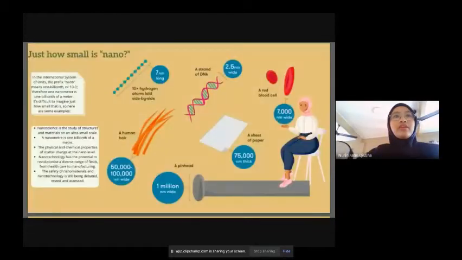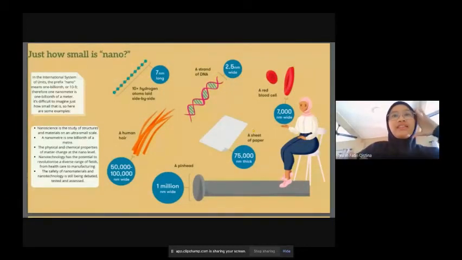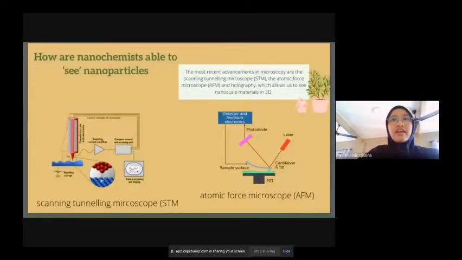I know that you don't understand how small nano actually is. So this is a comparison that I cover. As an example here, a sheet of paper. You see that the paper is very thin, but in nanoscale, the paper is 75,000 nanometer thick. So it's a large scale. So the physical and chemical properties of matter change at nanoscale.